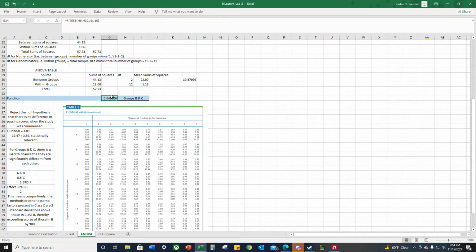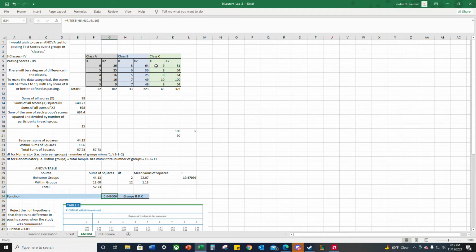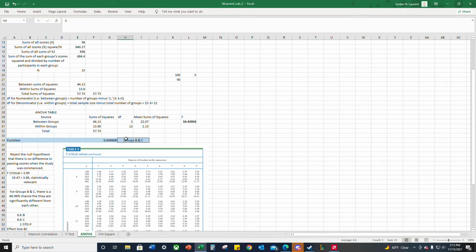Going through with an F-test, there is no function for an ANOVA, but there is a function for an F-test of between and within groups. So we will be doing an F-test between groups B and C. And we come to the value of 6.6496, which basically means that there is a 64.96% chance that they are significantly different from each other, which can be perceived as the values of C are in fact all passing, and there's only one passing value in the group of B.